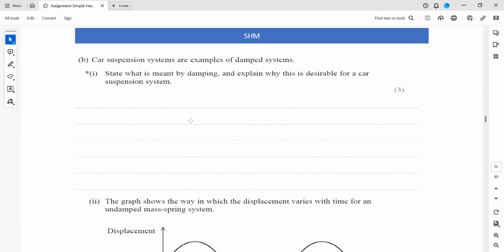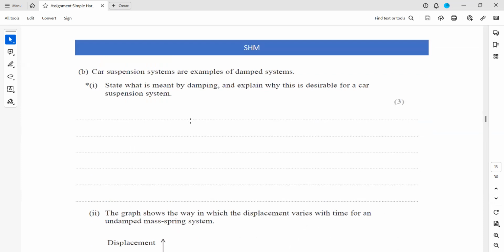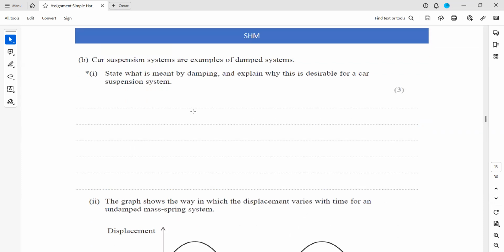In part B1, car suspension systems are an example of a damped system. What is the meaning of a damped system? Damped system means we remove the energy from the system. State what is meant by damping and explain why this is desirable for a car suspension system. For such questions, your work must be clear and organized.